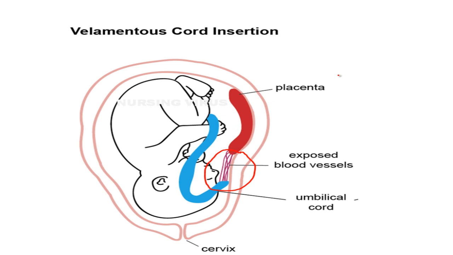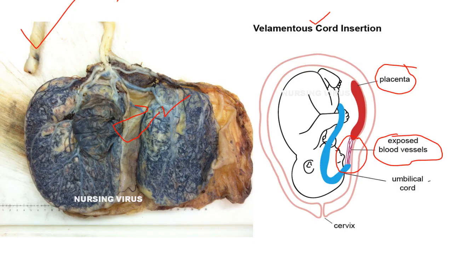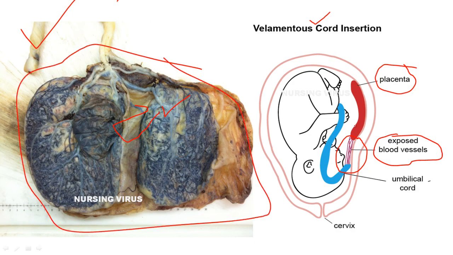So this is the placental area. And these kinds of blood vessels, whichever are coming from the fetal area, are unprotected. That is called exposed blood vessels. Due to this, the pregnancy gets much more complicated, and this condition is called velamentous cord insertion. Here you can see real clinical images of the placenta.